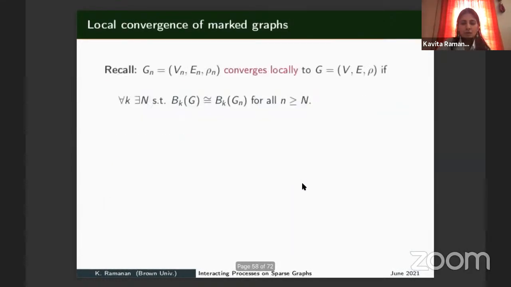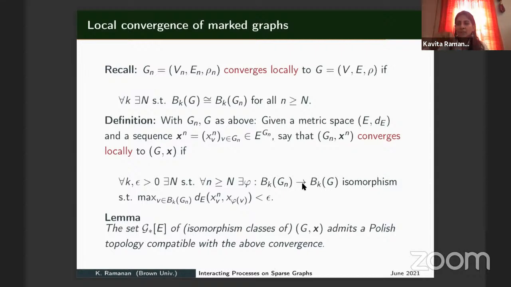Okay, so now we said that we also have to understand initial conditions on these trees. So we can assume that these trees are marked. That means every vertex has a mark, where the mark is just the initial condition of that vertex. And then I'm going to ask that both the mark and the graph converge locally in the sense of marked graphs, which I'll tell you in a second.